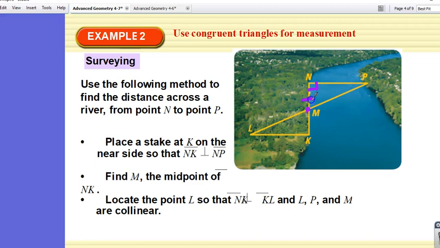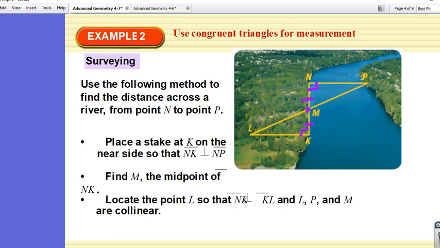Well, if M is the midpoint, then this is two equal parts, right? Locate point L so that NK is perpendicular to KL. So we know that this is perpendicular. And then it tells us that these are all collinear. All right, so what is the whole point of this?